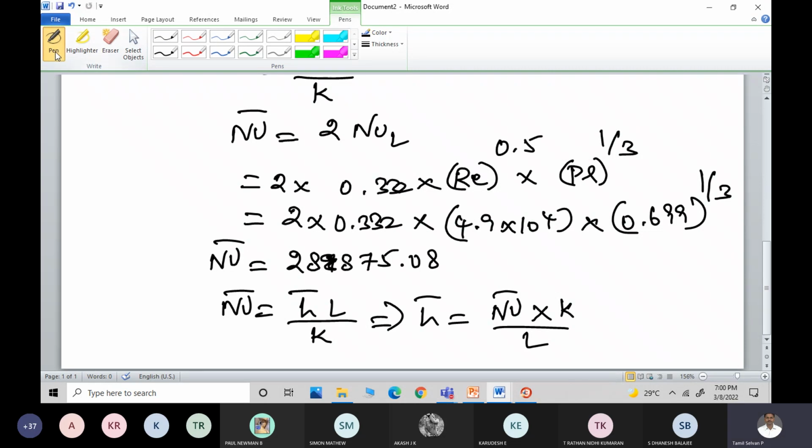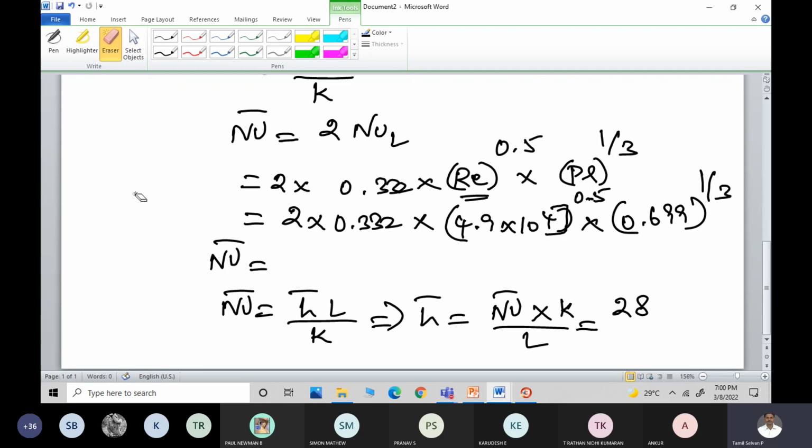Actually, the average Nusselt number value I'm getting is 130.5, but I think the 4.9 into 10 power 4 whole power 0.5. I have missed it. I'm sorry, ma. I missed the power 0.5 here. It's 130.444. I made the mistake there. In the formula, I did Reynolds number power 0.5, but here I didn't write that 0.5.